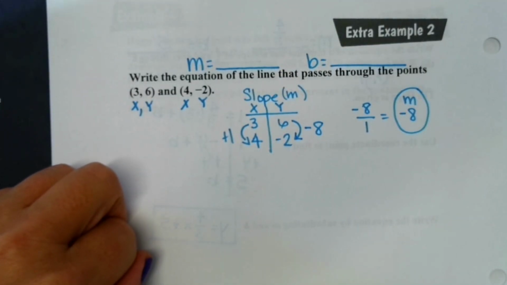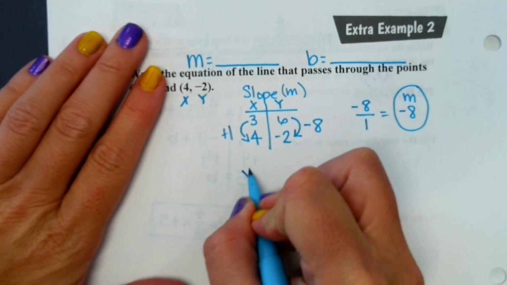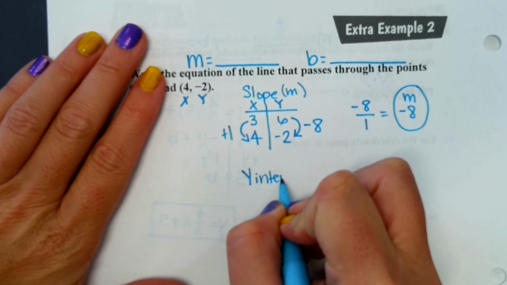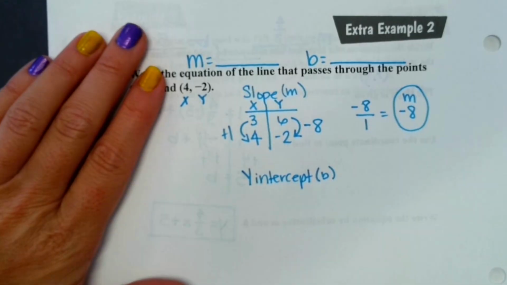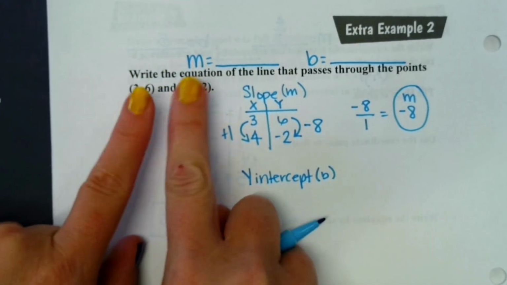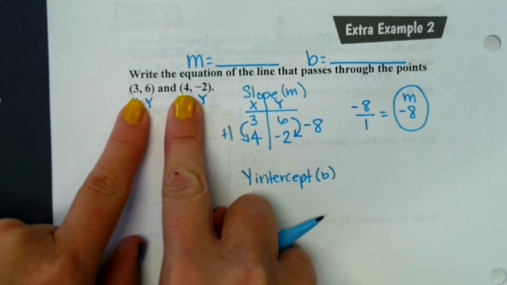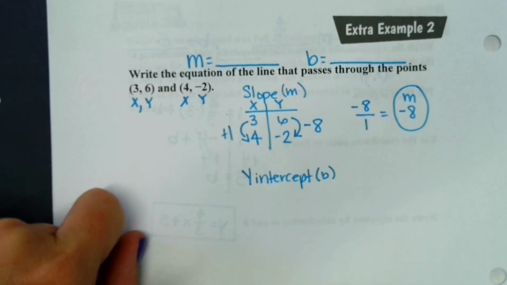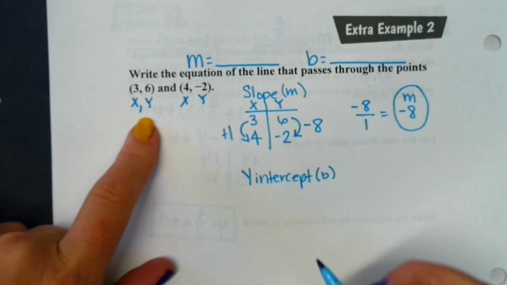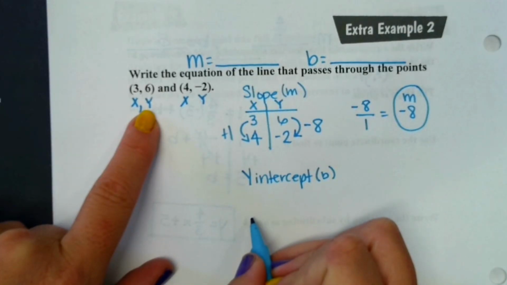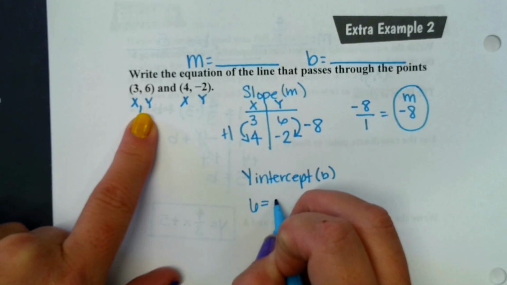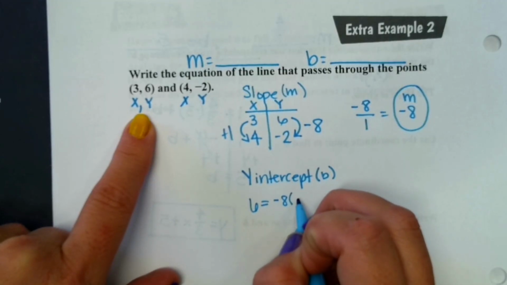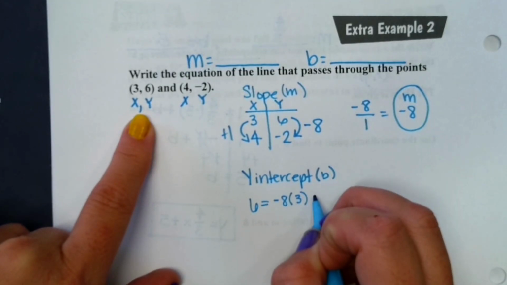Good. Okay. Now let's talk about our y-intercept, also known as our b. It said pick one of your points and put them in for x and y. Which point would you like to use? 3, 6. So instead of writing y, what am I going to write? 6 equals, then what? Negative 8, then what? Then what? Equals b?